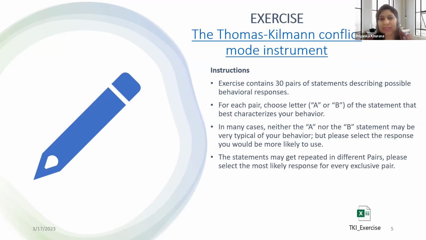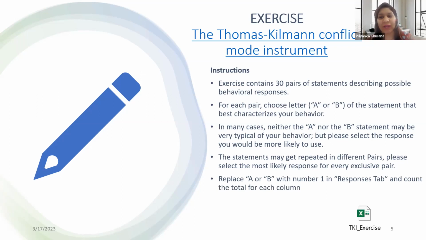Also, the statements in those 30 questions will get repeated in different pairs. So you have to select the most likely response for every exclusive pair. Once we are done with that, we will talk about how to identify your results, or the most dominating behavior that you would possess in a particular conflict. I'll explain it a little later once you are done with the exercise.